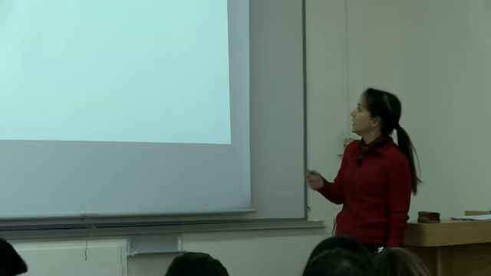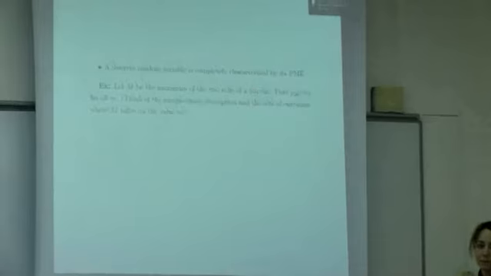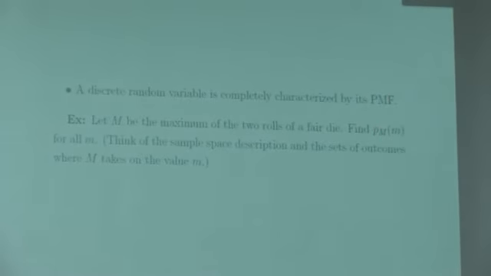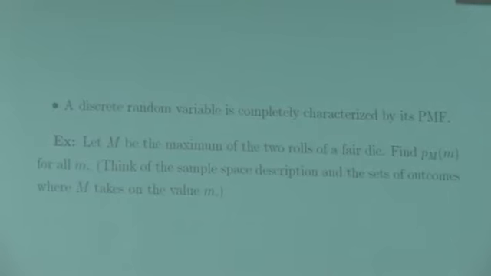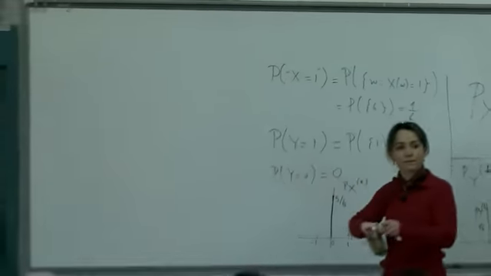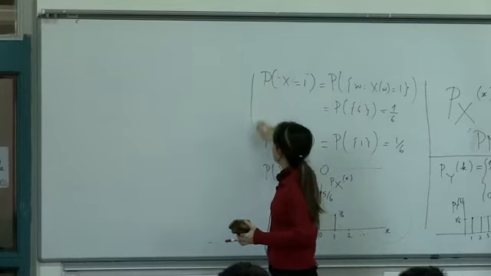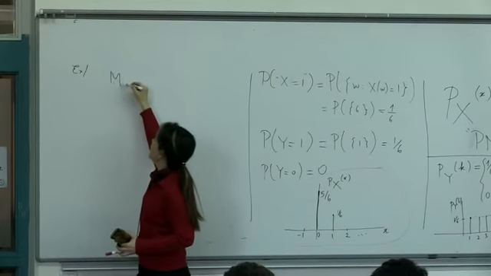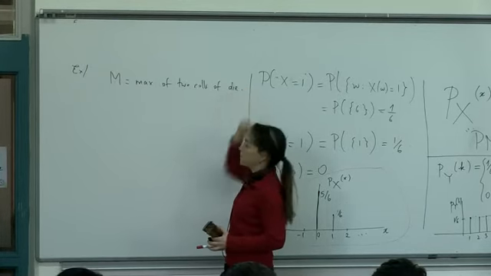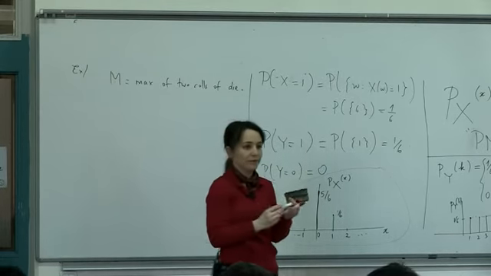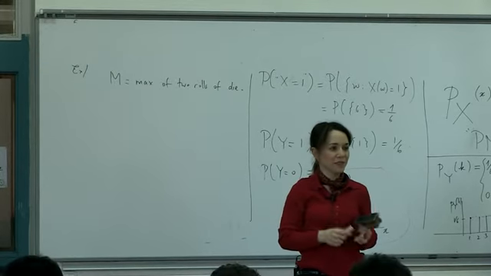Here's another example. Let M be the maximum of 2 rolls of a fair die. Find the PMF of M for all m. Let's quickly do this as an exercise. Maybe before we begin, you can tell me the support of this random variable M. So in the example, M is the maximum of 2 rolls of a fair die. Is it a well-defined random variable? A well-defined random variable, what is that? I never told you that.